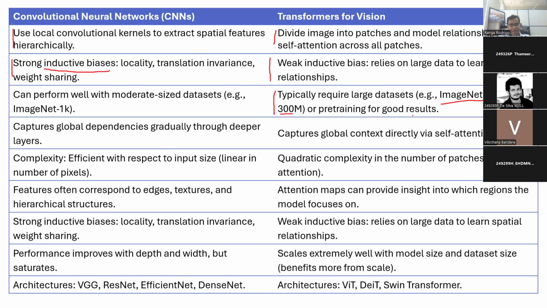And when you train with a large amount of data, it learns all these things. It is able to not have an inductive bias at the beginning, but learn what is there in the images to produce what convolutional neural networks can produce using this inductive bias. But the convolutional neural networks can perform well with moderate data sets like ImageNet 1000 and so on.